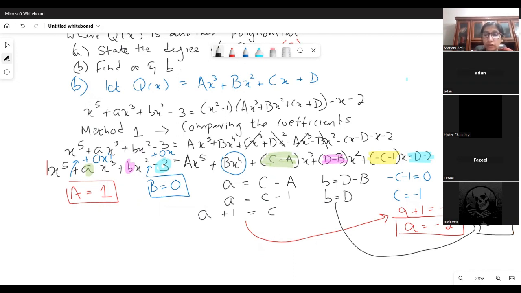So it took a while. By comparing the coefficients, it took a long time to do this question. Okay. Let me know when you've copied this. Let's also try it with substitution. I'm sure it would be relatively less time consuming.